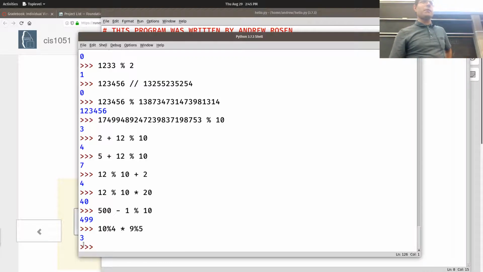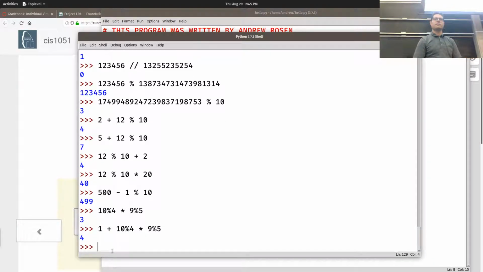So it's the same precedence as multiplication, right? Same tier. And so it goes left to right. And if there was an addition operator somewhere, well, then that would be last, which I'll simply show now. Right? 1 plus all this stuff because that happened first.